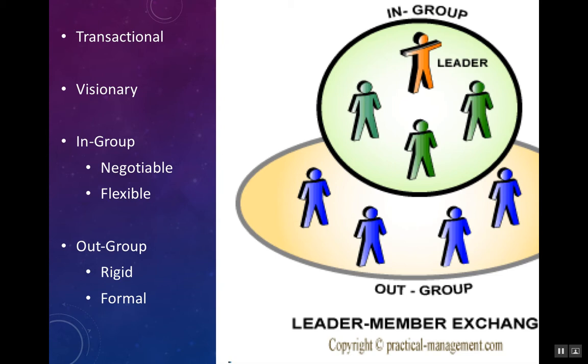Members fall within 2 groups, the in-group and the out-group. Members of the in-group have more negotiable roles. They achieve more and have greater access to the leader. They also have more time spent with the leader. Members of the out-group have more rigid roles. They do as they're told and they follow formal procedures.